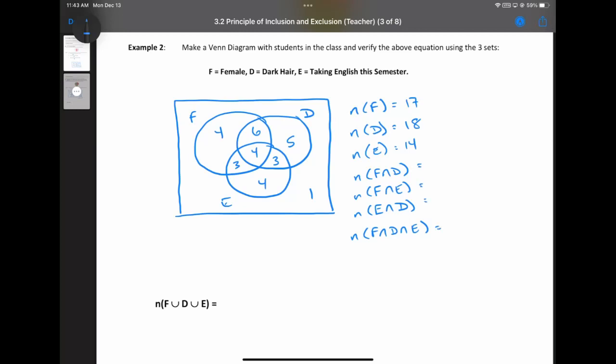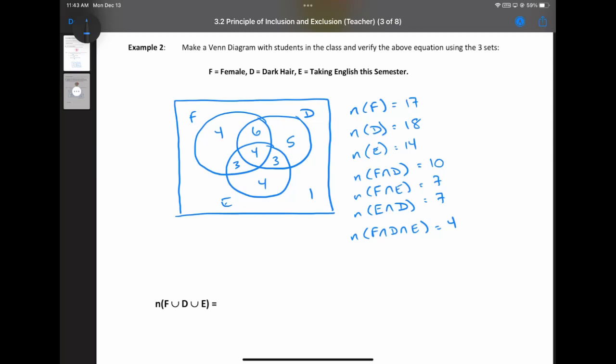So F and D is a football that has the 6 and the 4 in it. That's 10. F and E has the football with the 3 and 4, which is 7. E and D is the football with 4 and 3, which is also 7. And all 3 of them together is the fat triangle in the middle, which is 4.